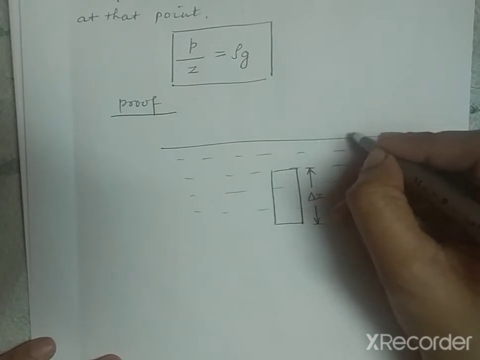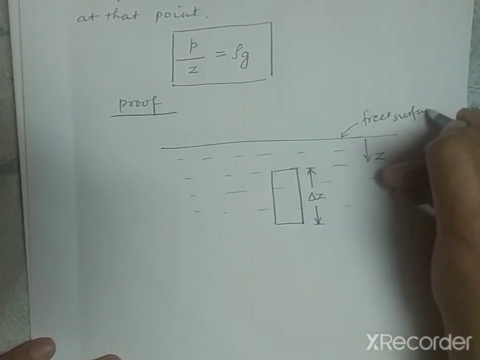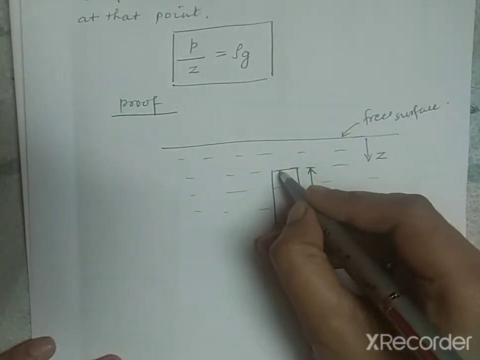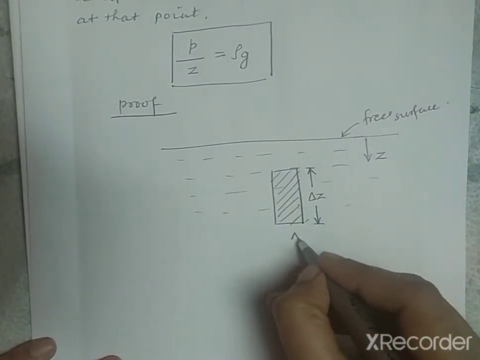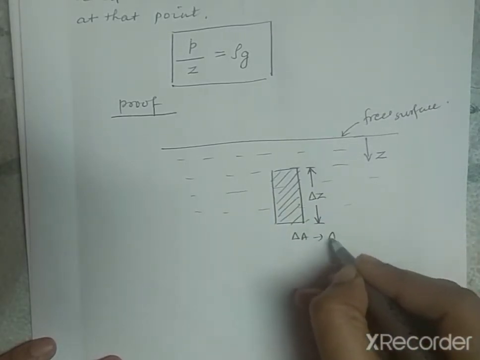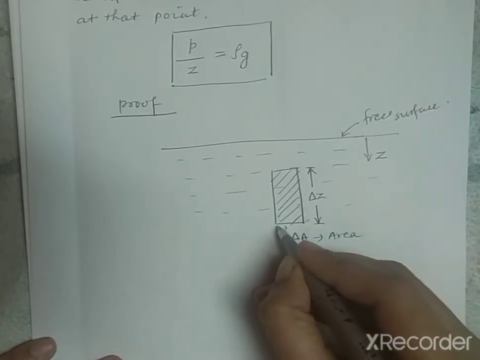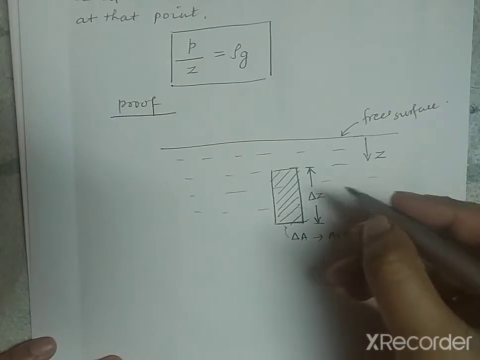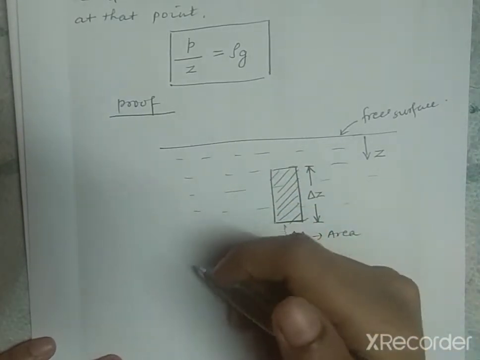This is the free surface of the fluid. This is our fluid element, and let delta A be the area of this particular fluid element. Then we have to draw the free body diagram of this particular element.